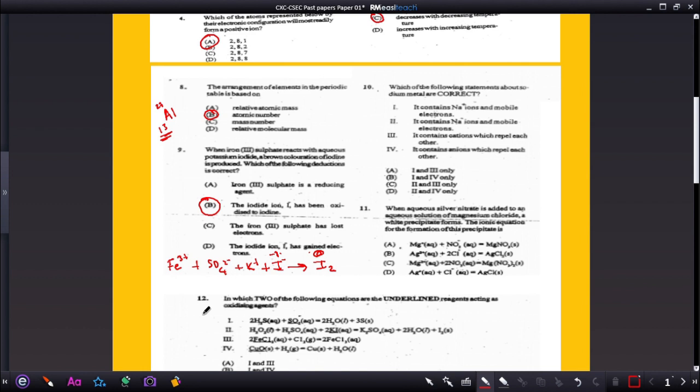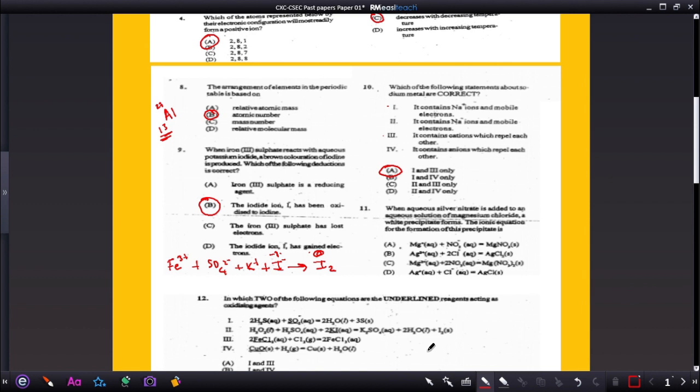Number 10. Which of the following statements about sodium metal are correct? It contains sodium plus ions and mobile electrons. It contains sodium minus ions and mobile electrons. Not true. It contains cations, which repel each other. True. It contains anions, which repel each other. That's not true. So it is 1 and 3, so that's A.